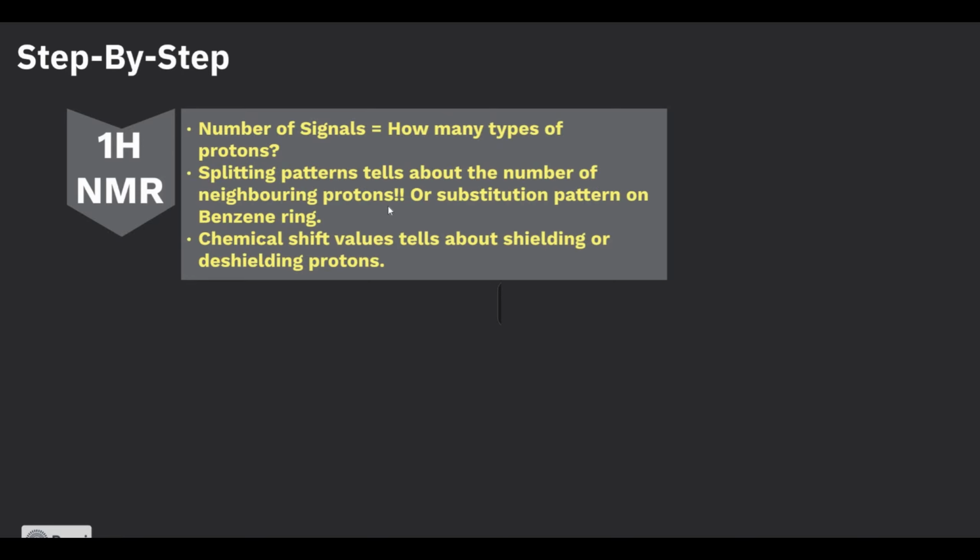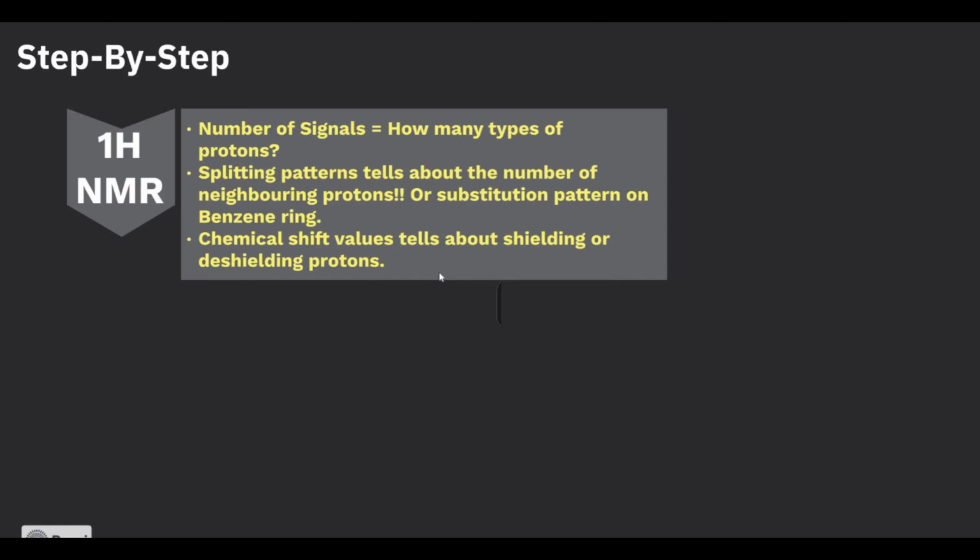Okay, the splitting patterns in 1H NMR follow the n+1 rule, then you can get information about the neighboring protons, and eventually you will understand which type of functional group is present in the molecule. Substitution patterns in the case of a benzene ring you can determine by the splitting pattern. Chemical shift values are very important to remember because they give you information about the shielding or deshielding of the protons.